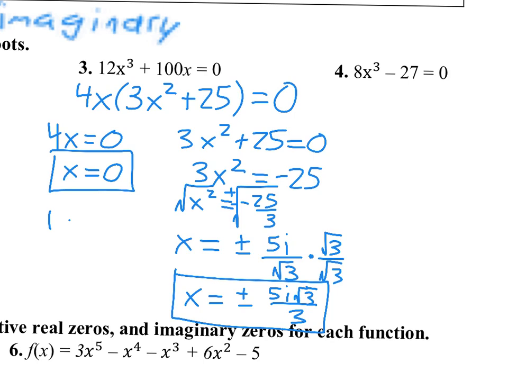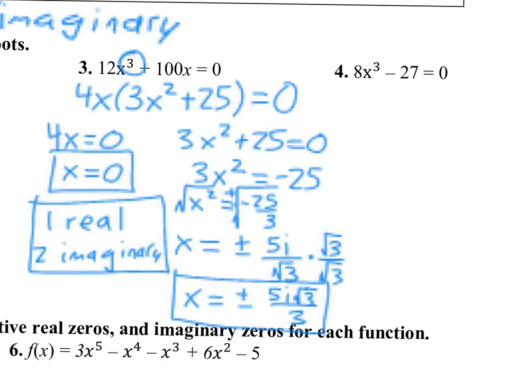So in total we have one real and two imaginary. The degree was 3, so we should have a total of 3 roots. And the imaginary roots always have to be an even number.